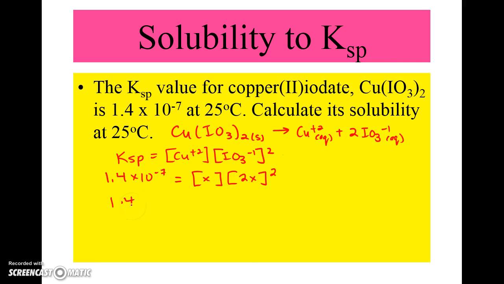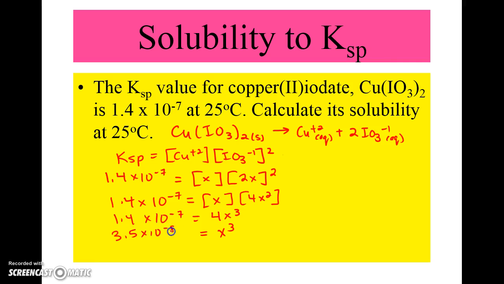I'm going to go ahead and solve. One thing that people really forget to do is they forget to distribute this 2 to here. And so what I end up with is X times 4X squared. Biggest mistake is to write 2X squared and not 4X squared. I have 1.4 times 10 to the minus 7 is equal to 4x cubed. And then I'm going to divide each side by 4 so that I get x cubed is equal to 3.5 times 10 to the minus 8.